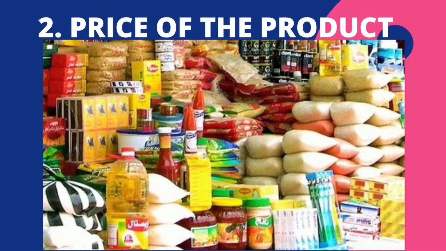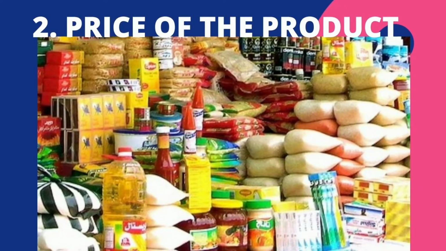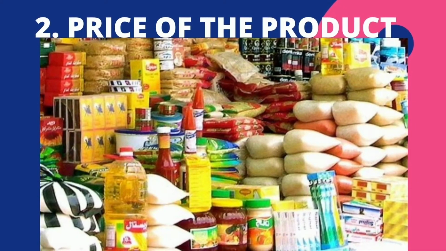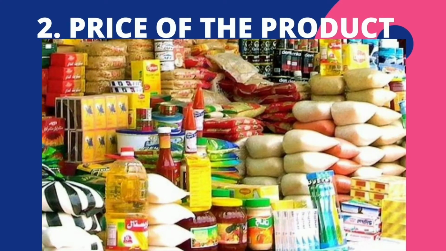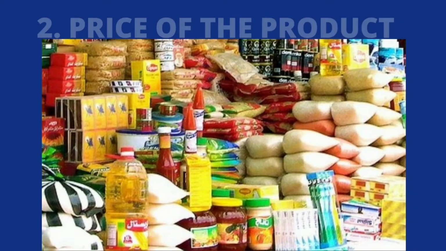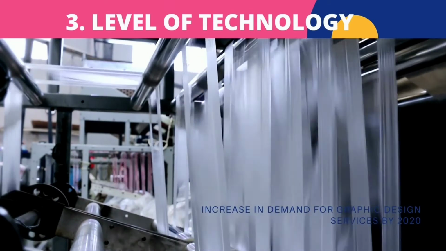2. Price of the product. The price of the product is positively or directly related to the quantity of the product that the producers or sellers are willing and able to offer for sale. When price is high, the quantity of goods supplied will increase, and when price is low, the quantity of goods supplied will decrease.